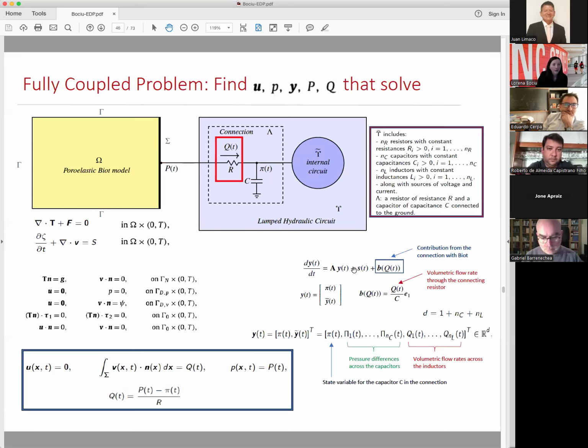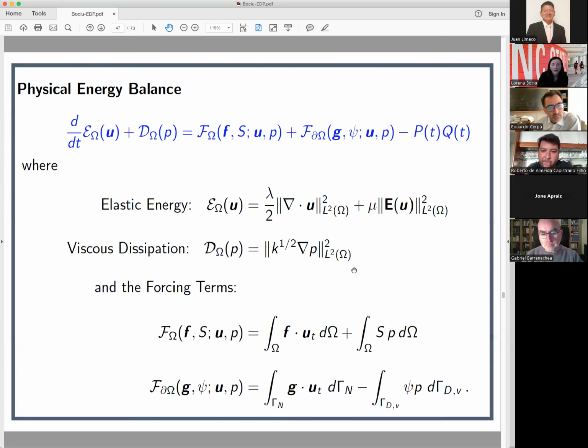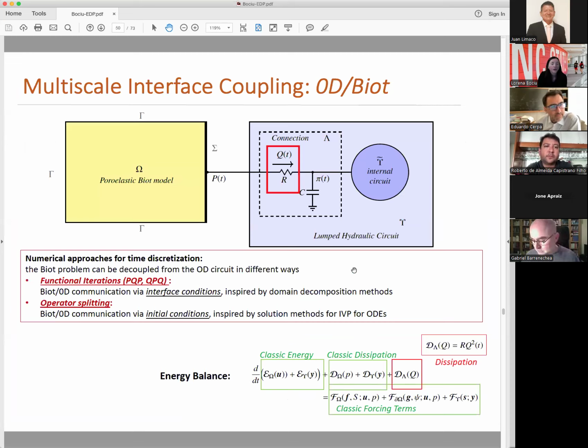I'm probably out of time. What I wanted to finish up with is that we also looked at this problem numerically. We did numerics on the problem, and we compared functional iterations with an operator splitting method, because while the fixed point argument was successful for the well-posedness theory, functional iterations, which are basically fixed point maps, did not work well in the numerics.